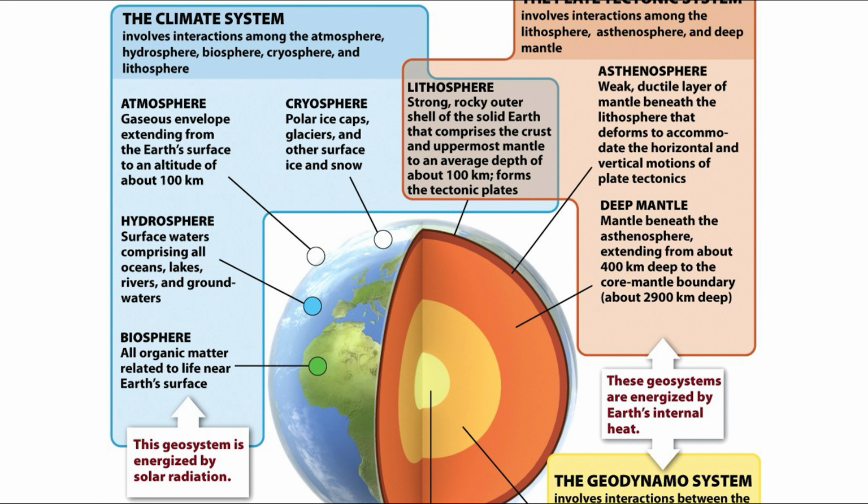The cryosphere consists of the polar ice sheets, all alpine glaciers, and other surface ice and snow. The hydrosphere consists of surface waters that make up the oceans, lakes, rivers, and groundwaters of the continents. The biosphere consists of all organic matter related to life at or near the Earth's surface. And the geosystem is energized by solar radiation. The climate system is directly tied to what's going on in outer space, mostly the sun.